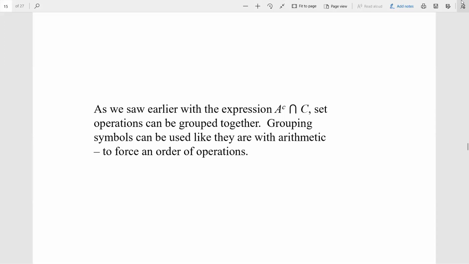As we saw earlier with the expression A complement intersecting with C, set operations can be grouped together. Grouping symbols can be used like they are with arithmetic to force an order of operations.